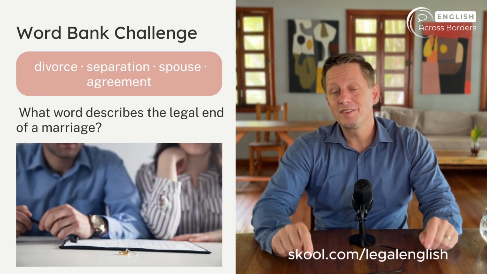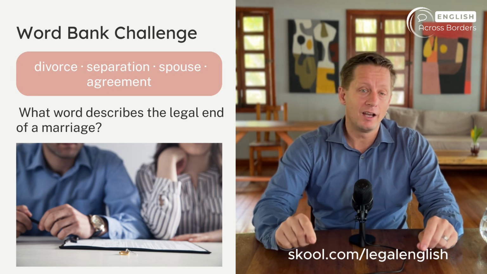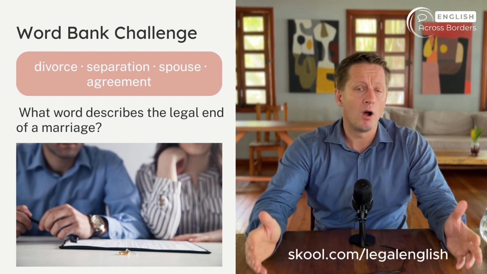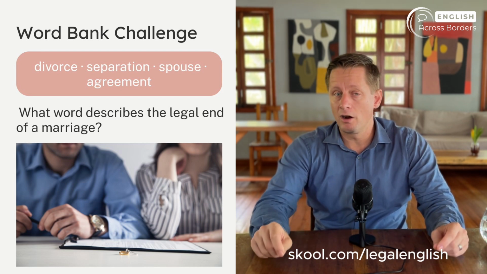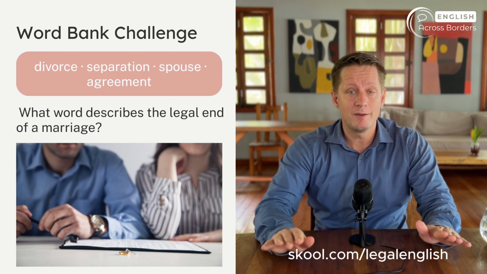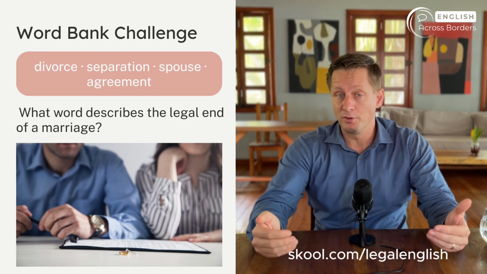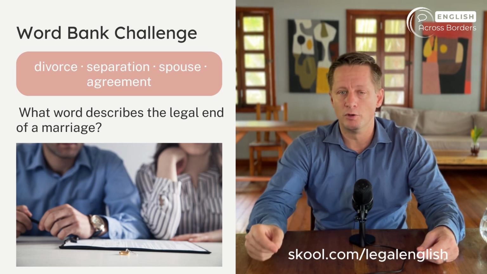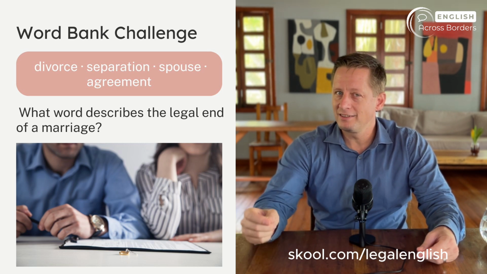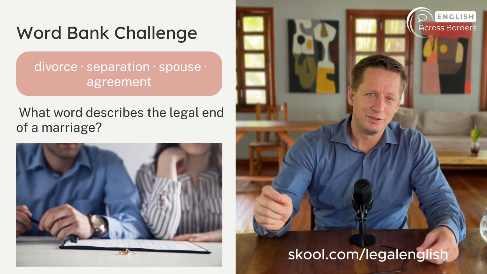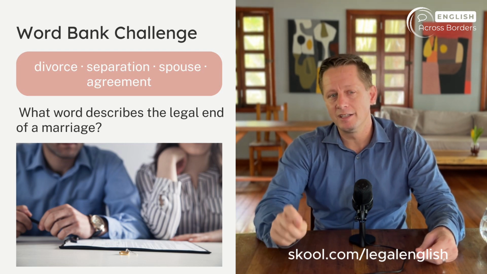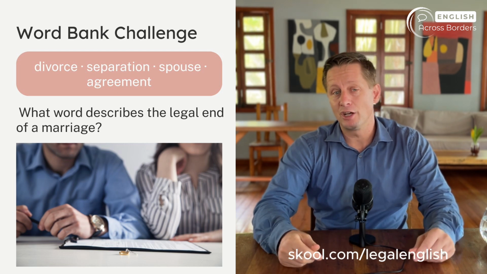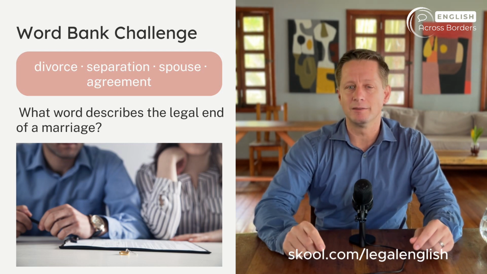Next up, what's the legal term for ending a marriage completely? Imagine this. After living apart for a year, Anna and Carlos agree they want to end the marriage. They file papers in court, attend a hearing, and receive official approval. What is the correct legal term? Divorce. It means their legal relationship has ended, and they are free to make new decisions independently.